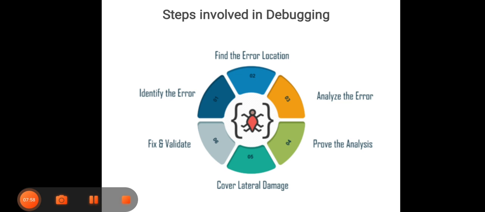Analyze the error means what? In the third step, analyze the error, you need to use a bottom up approach from the error location and analyze the code. You have to analyze the code here. So this helps you in understanding the error.